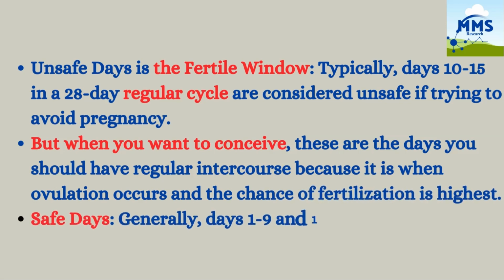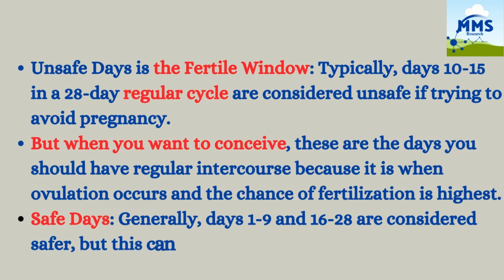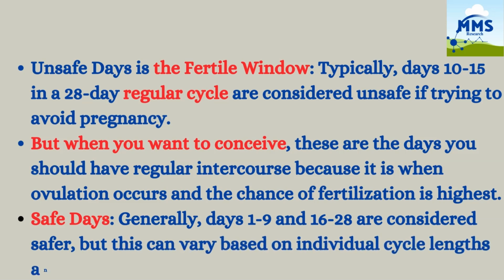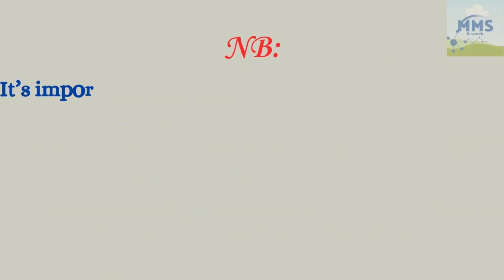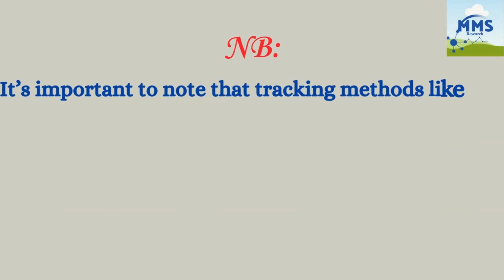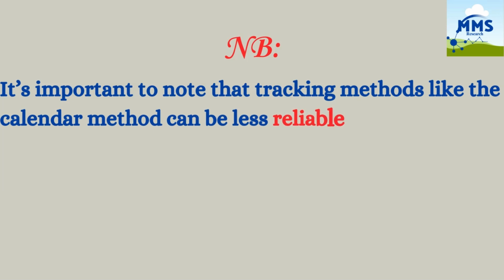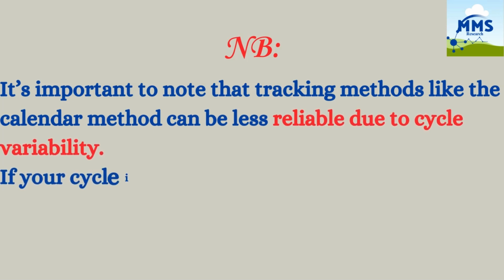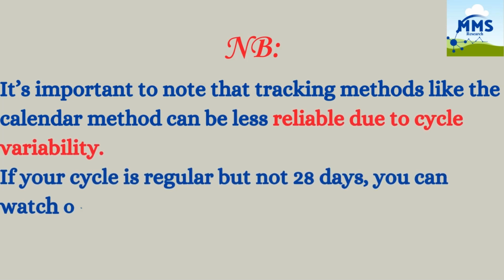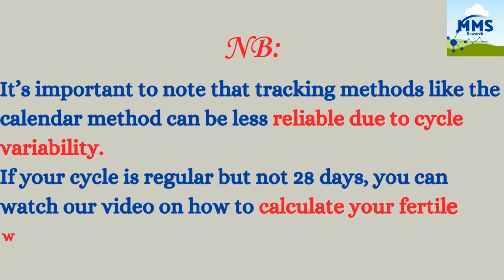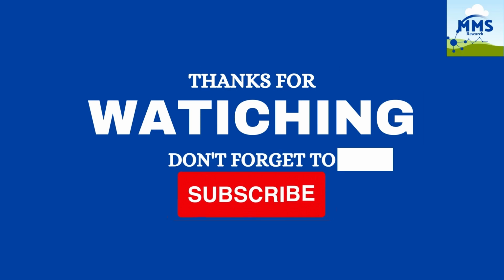Safe days, generally, days 1 to 9 and 16 to 28 are considered safer, but this can vary based on individual cycle lengths and regularity. It's important to note that tracking methods like the calendar method can be less reliable due to cycle variability. If your cycle is regular but not 28 days, you can watch our video on how to calculate your fertile window and learn more.